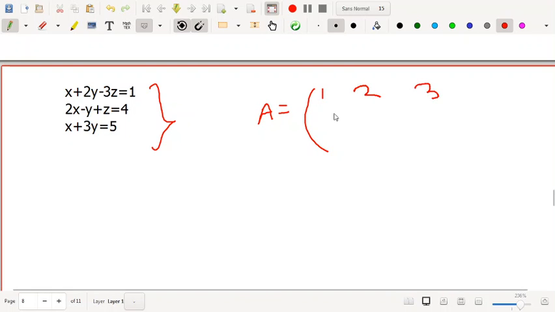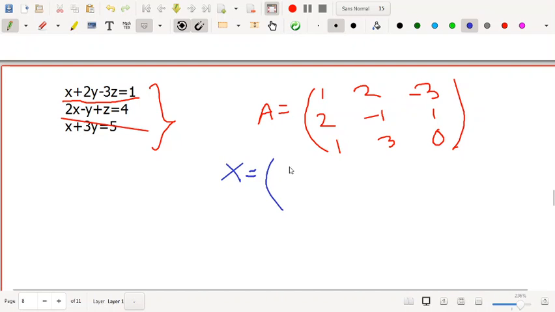You look at that. The coefficients of the first equation are 1, 2, minus 3, right? The second equation is 2, minus 1 and 1, and the last equation is 1, 3. There is no z, so 1, 3, 0. So this is how you have written the coefficient matrix. Okay, and what is your x?